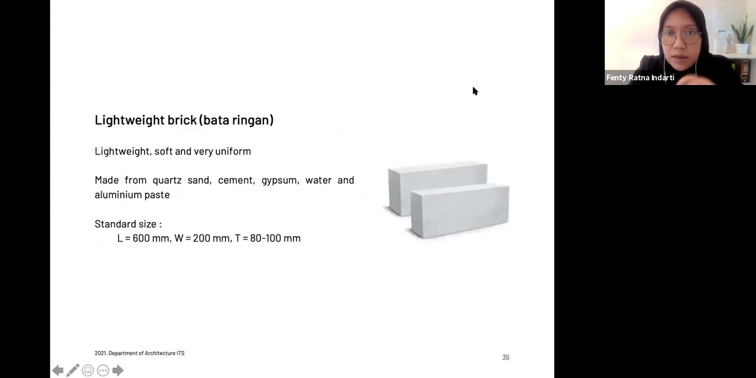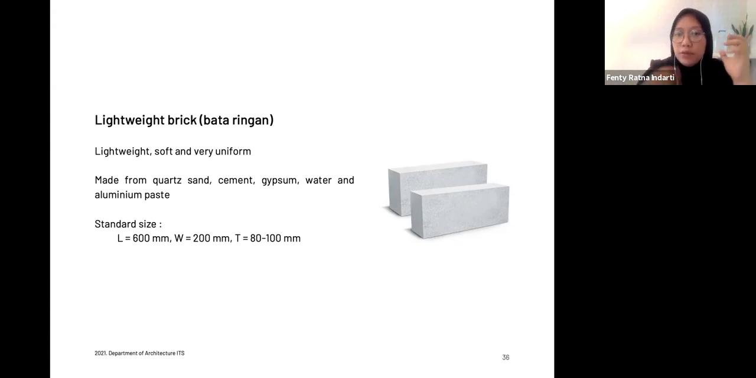Next is the popular one nowadays. It has become very popular, called lightweight brick or hebel. It's really lightweight and has a very soft and very uniform material. It usually comes in white color. It's made from quartz sand, cement, gypsum, water, and aluminum paste.